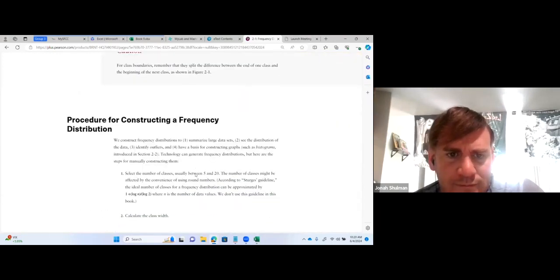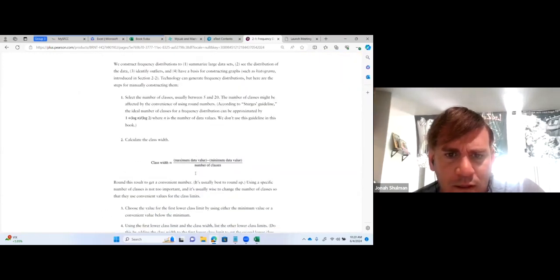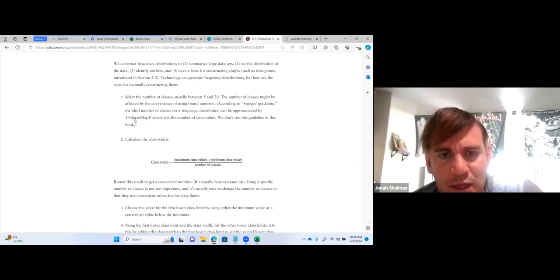Caution. The class width: select the number of classes between 5 and 20. The number is usually affected by the convenience of using round numbers. The ideal number of classes for a distribution can be approximated by 1 plus the log of n divided by the log of 2, where n is the number of data values. We don't use this guideline in this book.